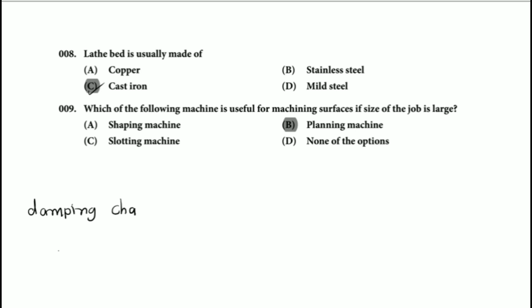That's why we can use cast iron as a material for the bed, right? C should be the option, or C should be the right answer, you can say.